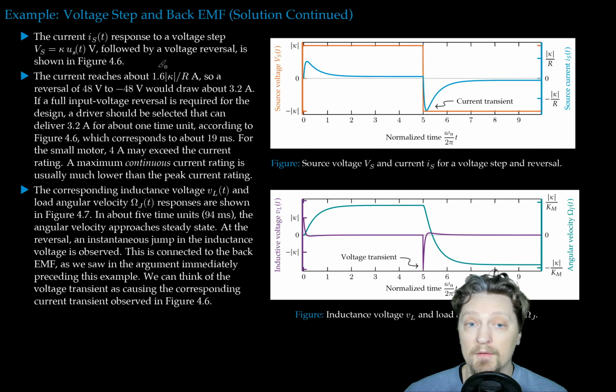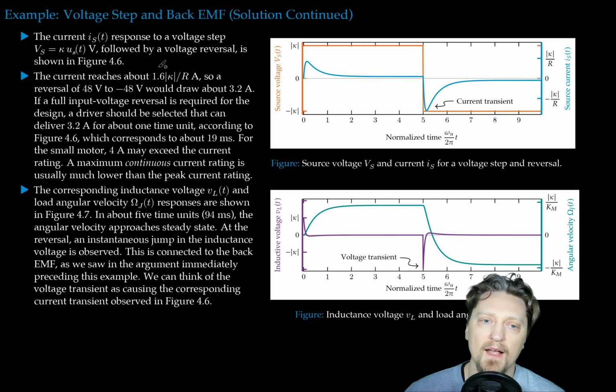If a full input voltage reversal is required for the design, a driver should be selected that can deliver 3.2 amps for about 1 unit of time. According to the figure, this is about 19 milliseconds. For the small motor, 4 amps may exceed the current rating. A maximum continuous current rating is usually much lower than the peak current rating.